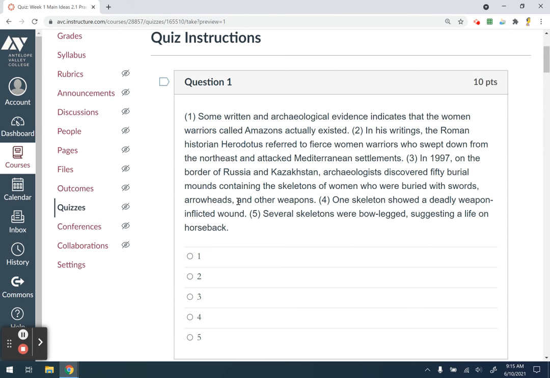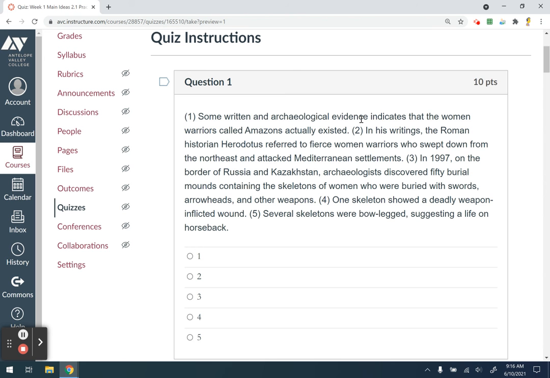So, if we look at these 5 sentences, now let's just look for the topic. Don't look for the main idea. Just look for the topic. What is our subject? What is our topic? If we could sum it up in 1 or 2 words, what kept popping up here are women. So we're talking about women warriors, and they mention it in sentence 1 and then even in sentence 2. So we know the topic is women warriors.